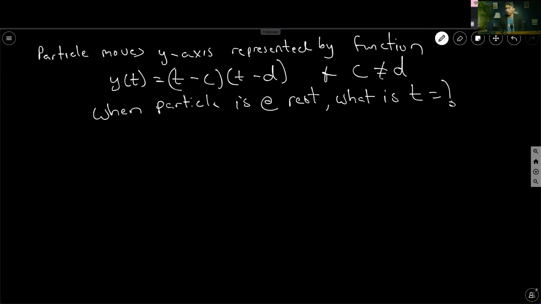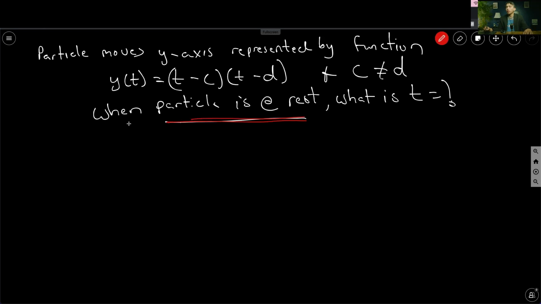All right, for this question, we have a particle that moves along the y-axis, represented by the function y of t is equal to t minus c times t minus d, and then c and d are not equal to each other and are constants. So when the particle is at rest, they want to know what t is equal to. So the key to this question is knowing what it means that the particle is at rest.